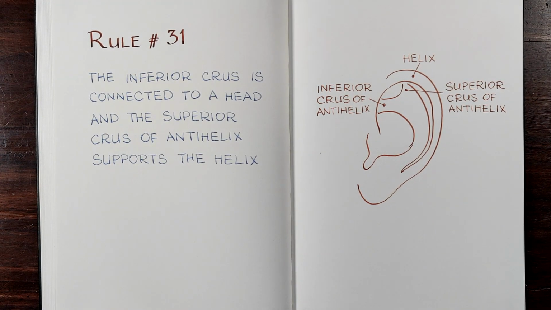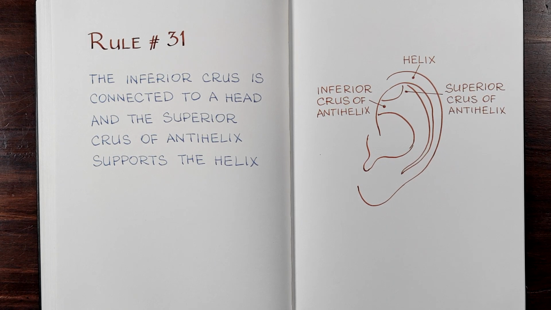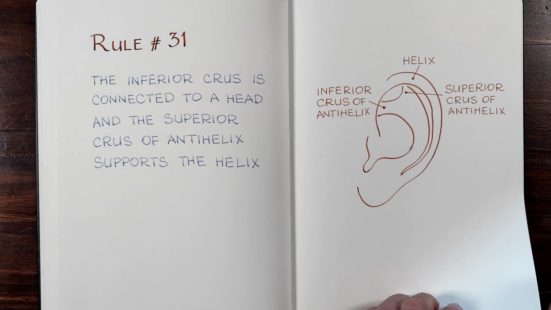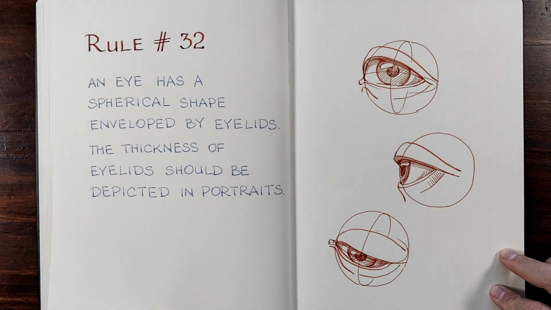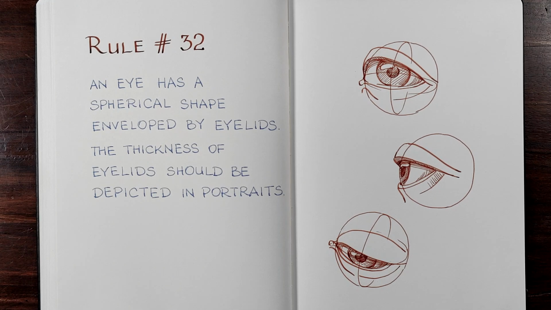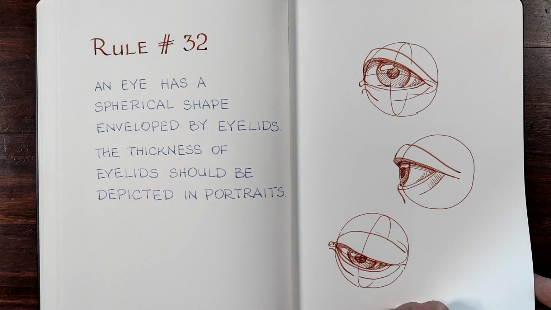Rule number 31. The inferior crus is connected to a head, and the superior crus of antihelix supports the helix. Rule number 32. The eye has a spherical shape enveloped by eyelids. The thickness of eyelids should be depicted in portraits.